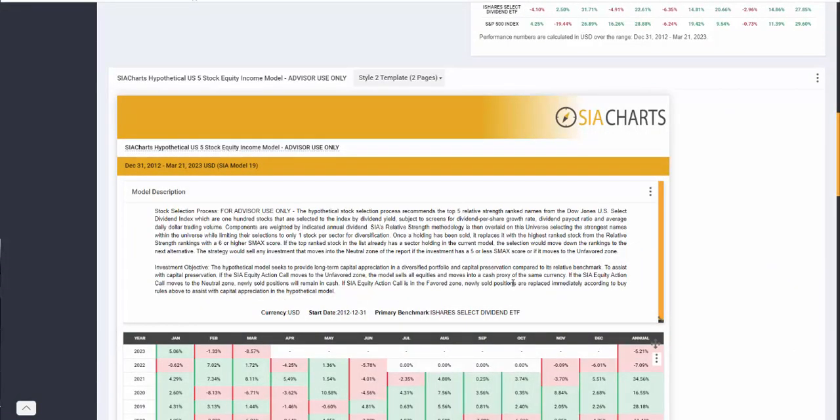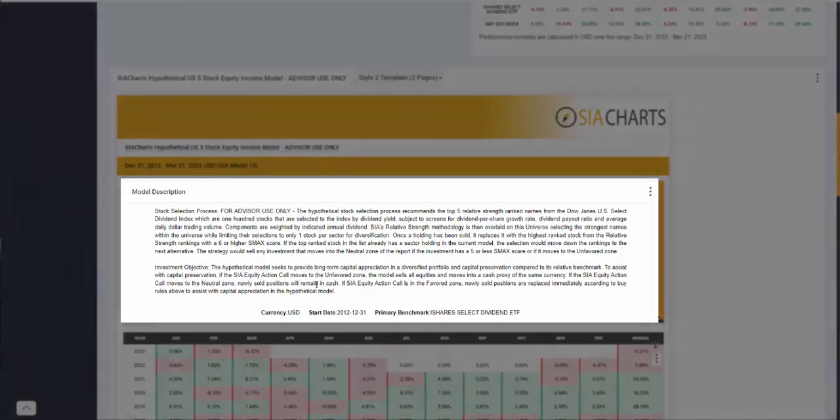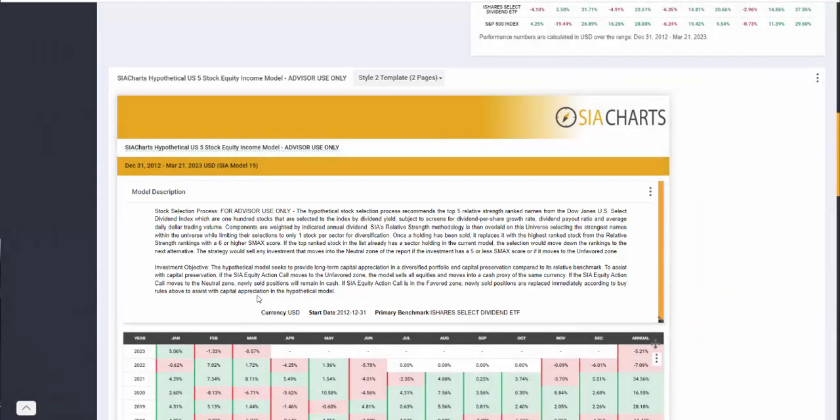Back to the model, we have also incorporated SIA's equity action call overlay as well. If the equity action call moves to the unfavored zone, the model sells all equities and moves into a cash proxy of the same currency. If the equity action call moves to the neutral zone, newly sold positions will remain in cash. And lastly, if the equity action call is in the favored zone, newly sold positions are replaced immediately according to the buy rules to assist in capital appreciation of this model.